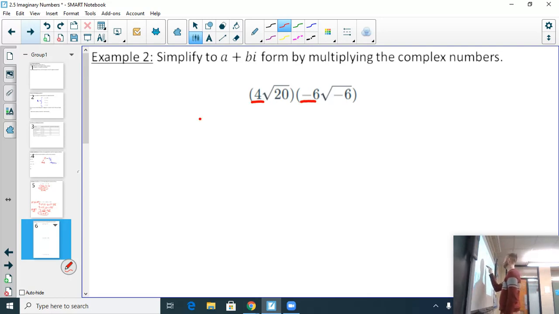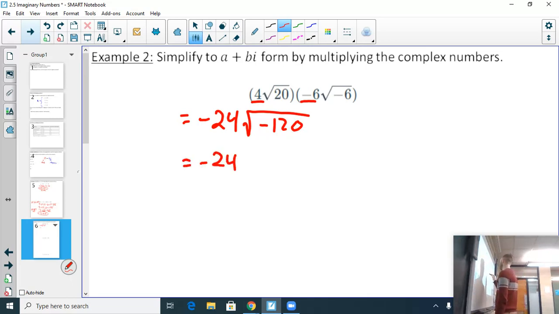4 times negative 6 is going to be negative 24. And then 20 times 6 is going to be negative 120. And just like before, we can split that up into negative 24 times the square root of negative 1 times the square root of positive 120. So we have negative 24i.